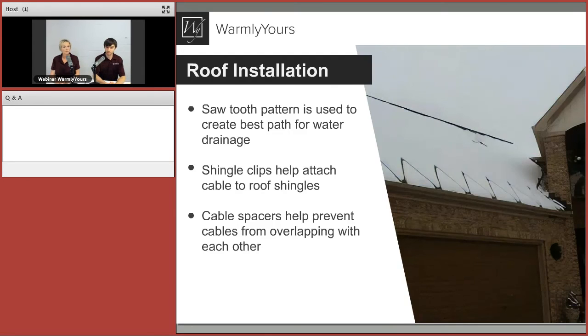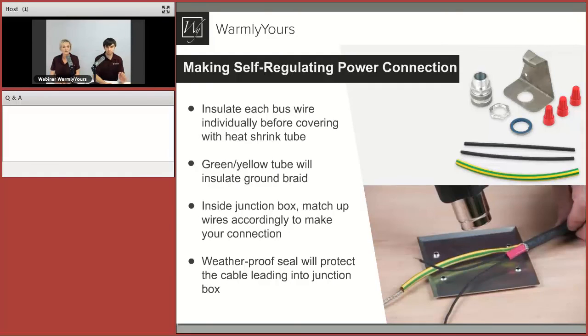That's great. Good visual. Let's move on to the next one. So we're still talking about self-regulating here. That requires some connection and some termination. And I would assume at this point you're probably getting an electrician involved. Is that accurate? Right. Any of these connections needs to be done by a licensed certified electrician.